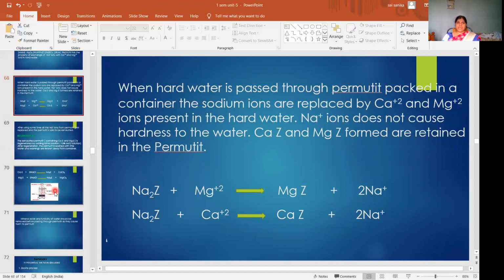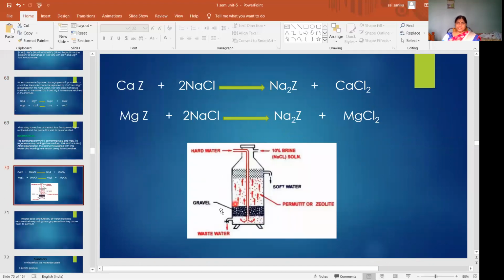So now I will show the diagram. This is the container. At the bottom we are filling the gravel for filtration purpose. Then we are keeping the permutit or zeolite. Onto the permutit we are passing hard water. So when you pass hard water into the container which is packed with permutit or sodium zeolite, what happens here?